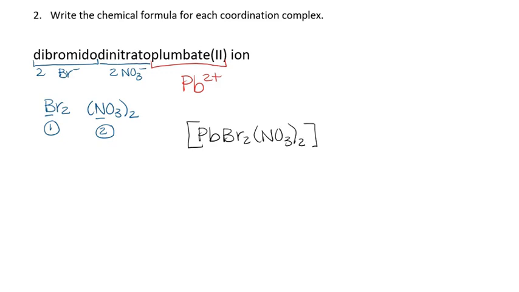So that's what our chemical formula looks like, but we do need to figure out the charge. So again, we just add up all the charges that we already know are there. So we have a +2 for the metal, plus 2 times a -1 for the bromide, plus 2 times a -1 for the nitrate, gives us a total of -2. So the charge on our complex is a 2-.